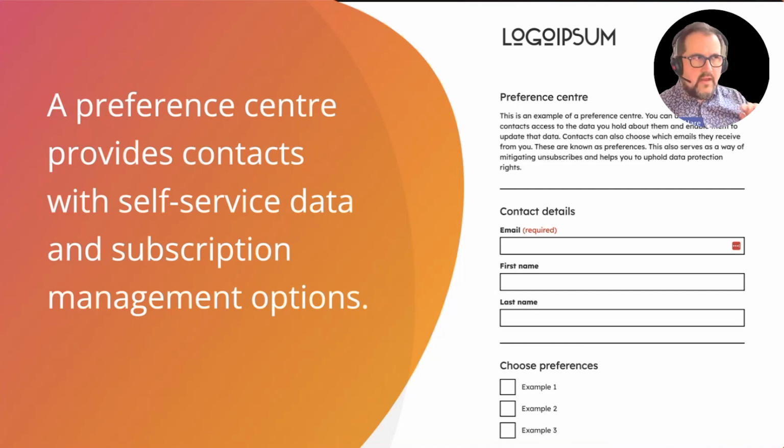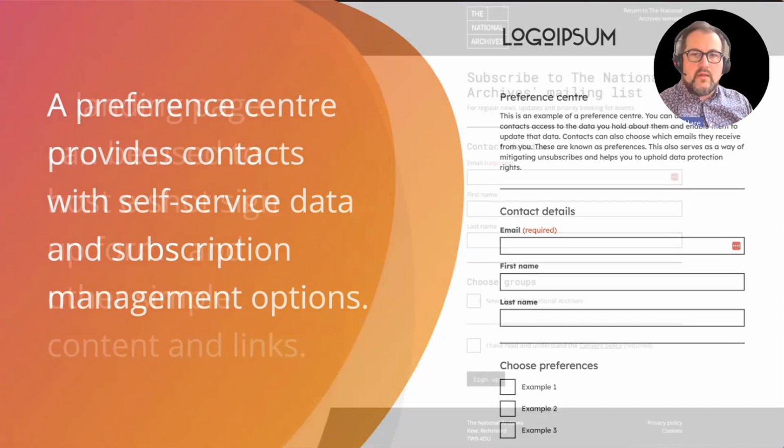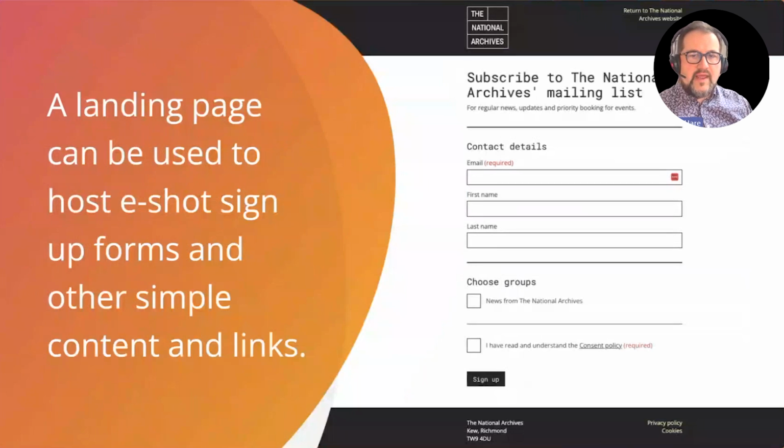So let's say sign-up form, subscriber comes in in the first place. Preference center, they can then change the data that we hold about them. Last but by no means least, we then have the landing page function, which can be used to host eShop sign-up forms and other simple content and links. Okay, so there are form embedding options, which we'll again look at later in the session, where you can actually put a sign-up form on your own website or in various other places.